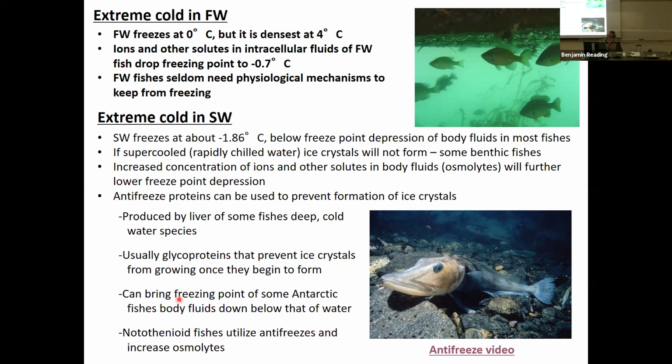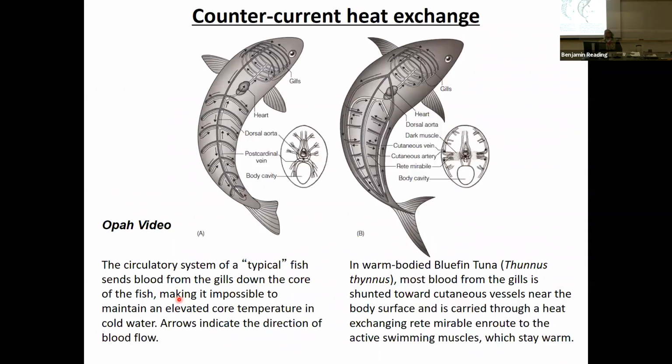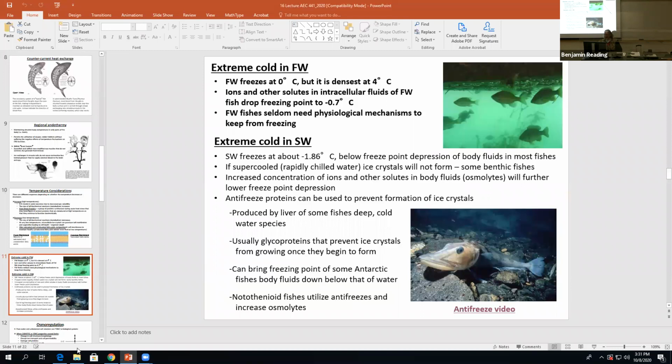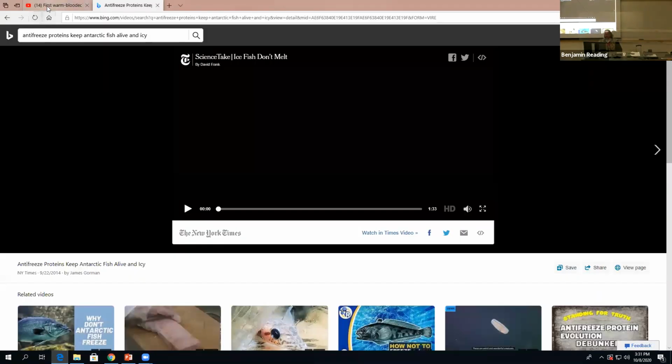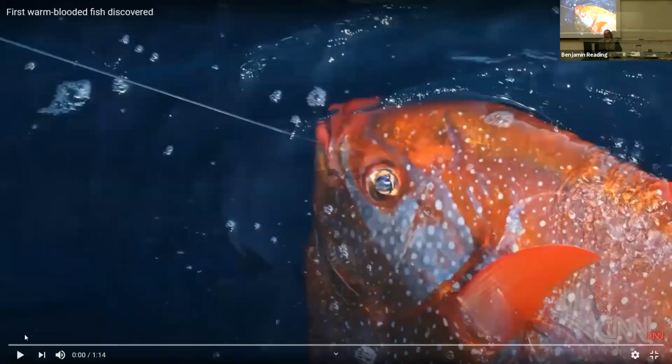And so with that, I'm going to show 2 videos. The first here is going to be one on the warm-blooded opah, and the second will then be on the cold-blooded Arctic ice fish to sort of show these kind of adaptations. So here is the opah first. And this is a sort of an article done by CNN.